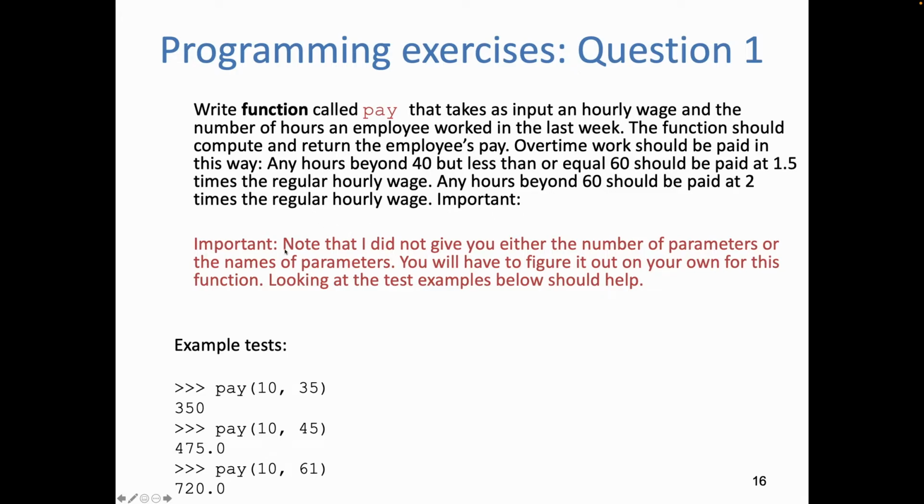The important thing is that I didn't give you either the number of parameters or the names of parameters. You will have to figure it out on your own for this function. Looking at the test examples below should help. The function is named pay, so you need to create a function named pay. The function has 2 parameters. The first parameter is the hourly wage, and the second parameter is the number of hours an employee worked.